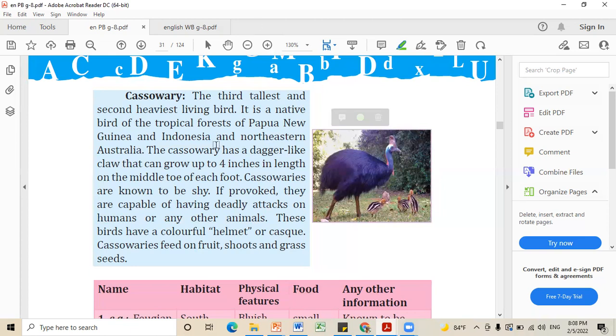Right. Okay. Very good. So cassowary. So here also, I think there are a few difficult words, right? So I will read it and I will explain while I'm reading, right? So cassowary is the third tallest and second heaviest living bird.